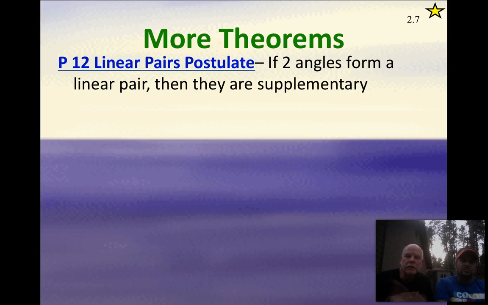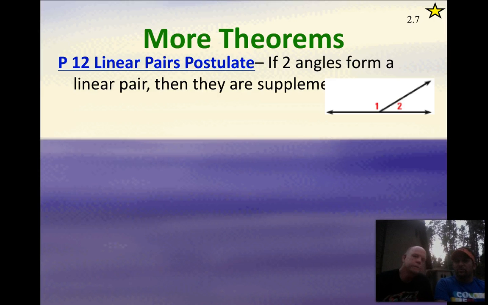Now notice that's a postulate. So the linear pair postulate: if two angles form a linear pair, then they are supplementary to each other. I think this one helps more when we're trying to actually do math with it than anything else. You always know, hey, that makes a line, so that's 180 degrees, and you can calculate the other one.